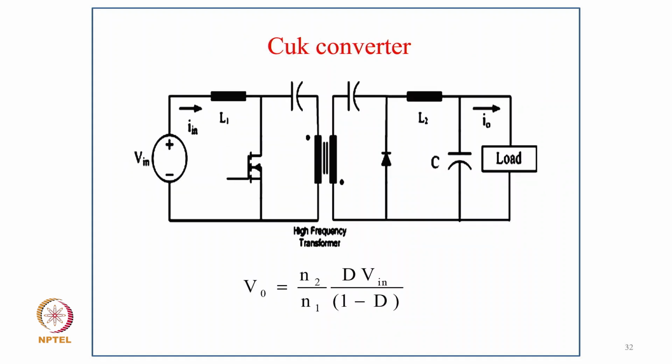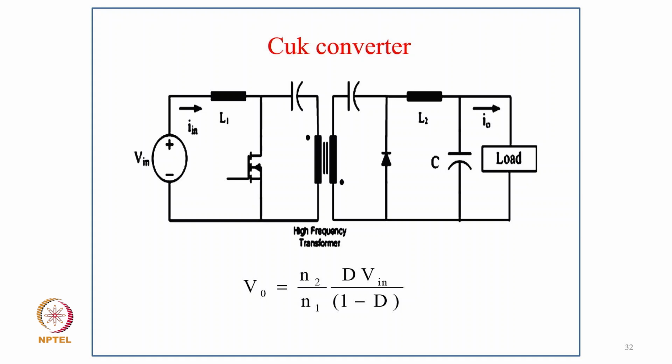Then we have the buck-boost derived converter, the Cuk converter. Here, what we do is divide the capacitor into 2 parts. So we have an input inductor, a MOSFET, then this capacitor divided into 2 parts, with a transformer in between, and then on the secondary side again a capacitor and inductor for the filter.